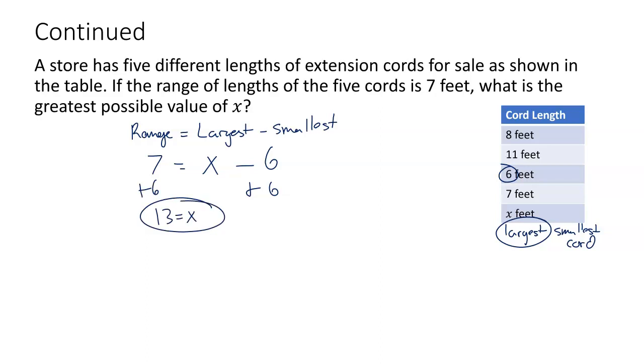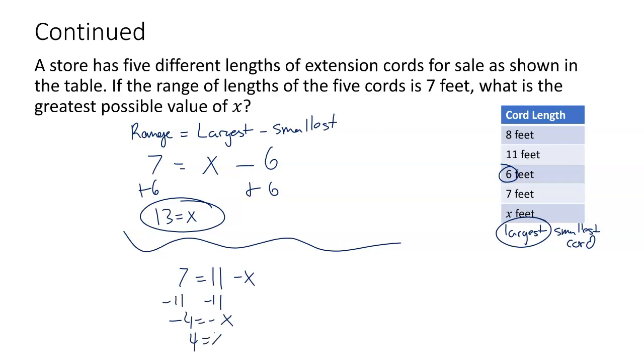If we wanted to flip it around and just say, okay, well, what if x was our smallest value? Well, we would just switch our equation and we would say, okay, well, my largest value is 11. My smallest value is x. Let's go ahead and solve for x. Well, subtract 11. We get -4. So x would equal 4 if x was the smallest length.